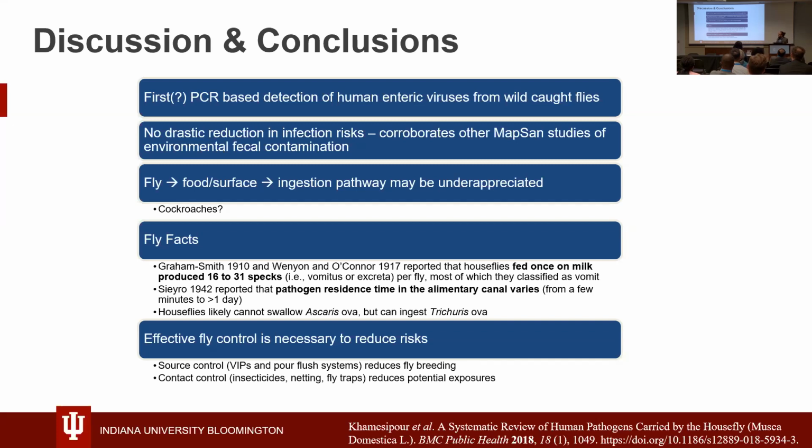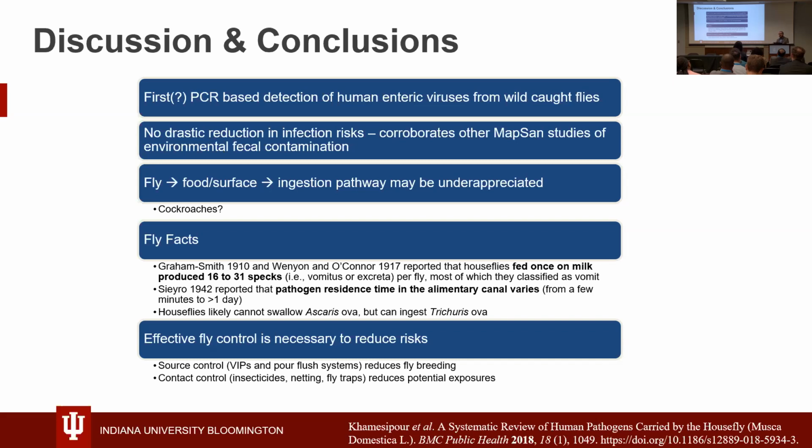And just one of the interesting facts, possibly why we detected Trichuris and not Ascaris, is the morphology. Trichuris is narrower and may actually fit down through the mouth parts of a housefly, where Ascaris is larger and may not fit. So in conclusion, effective fly control is absolutely necessary to reduce risks.